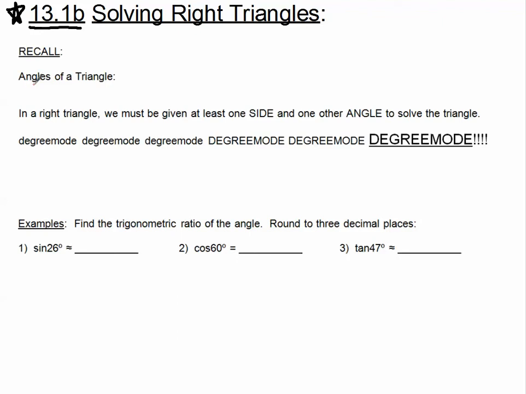Let's recall something about the angles of any triangle. The sum of all three angles of any triangle is 180 degrees. All three angles will always add up to 180 degrees.